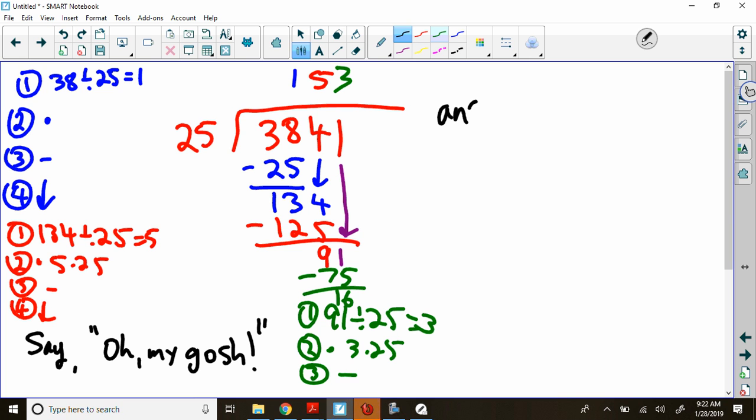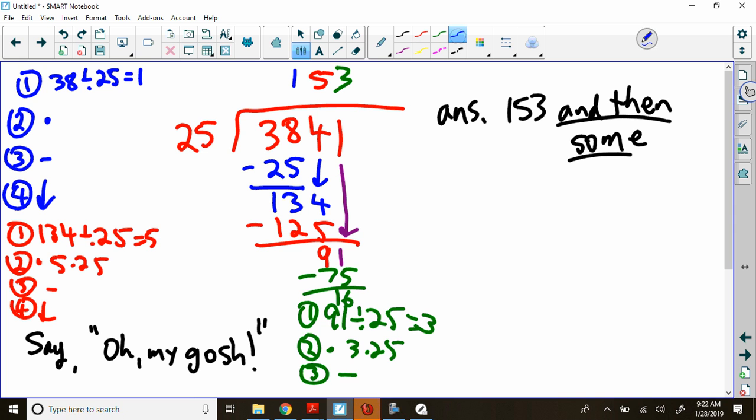The answer is 153 and then some. And then some. Does anybody know a better way to say and then some? What you do with the remainder? Yeah. R16. Okay, that's a good start. So the answer is 153 R16. That's not bad.